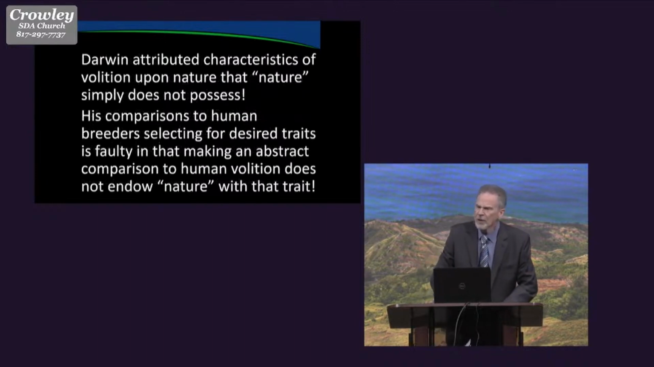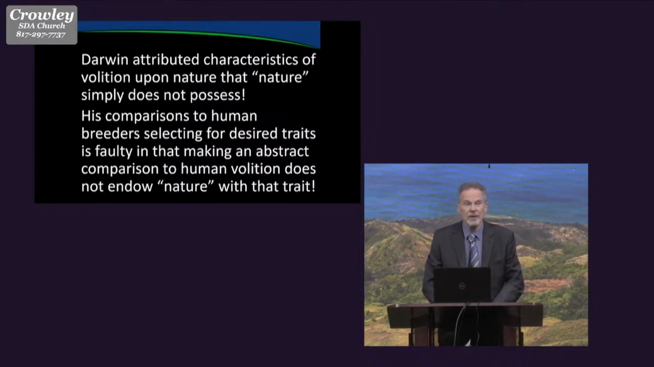Now, Darwin attributed characteristics of volition upon nature that nature simply does not possess. He made comparisons to human breeders selecting for desired traits, and it is faulty in that making an abstract comparison to human volition does not endow nature with that trait. In other words, just saying that nature does it doesn't mean that nature actually does it, okay? So he can make the claim, but can he back it up? I'm here to tell you, no, he can't.